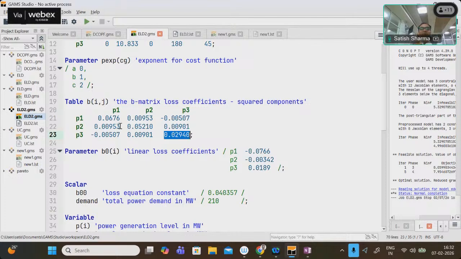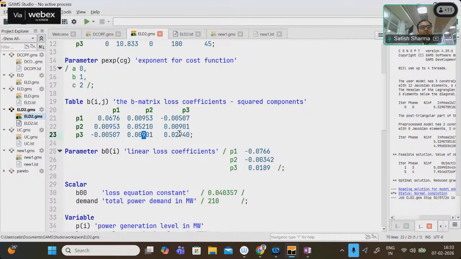Sorry, 0.06 and it is 0.03. So half the losses are being created by the third generator as compared to the first one. If I just look at one element, with respect to 1, 2 and 3, 2 is almost the same, like 0.009, 0.009. So with respect to 2, 1 and 3 are almost the same.